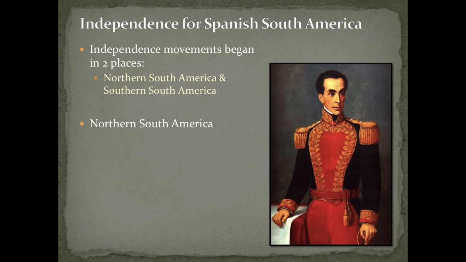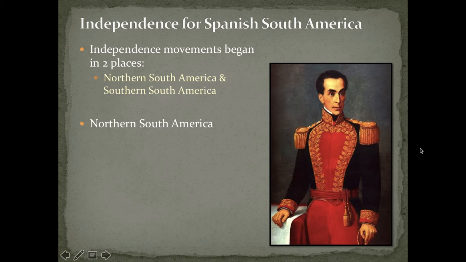Let's move on to South America, Spanish South America. Here we're going to have independence movements taking place at the same time in two different locations within South America. Northern South America and Southern South America. So we're going to deal with Northern South America first. This guy here, of all the different revolutionary leaders for Latin America that you should know, it's got to be Simón Bolívar. This guy here, Simón Bolívar.